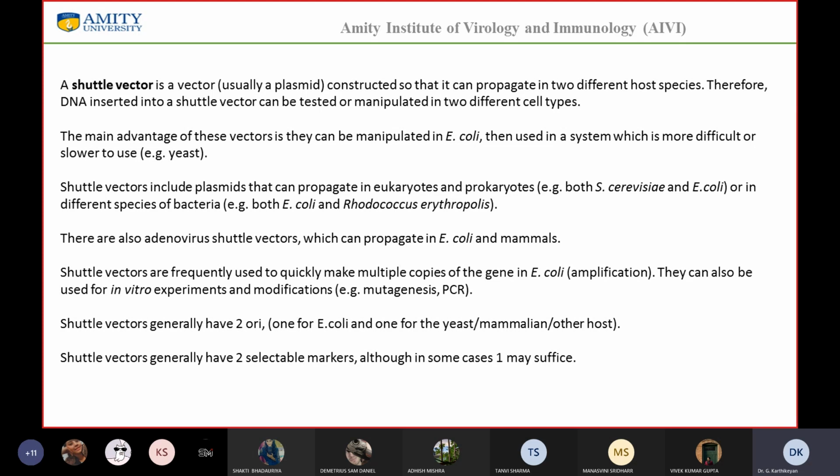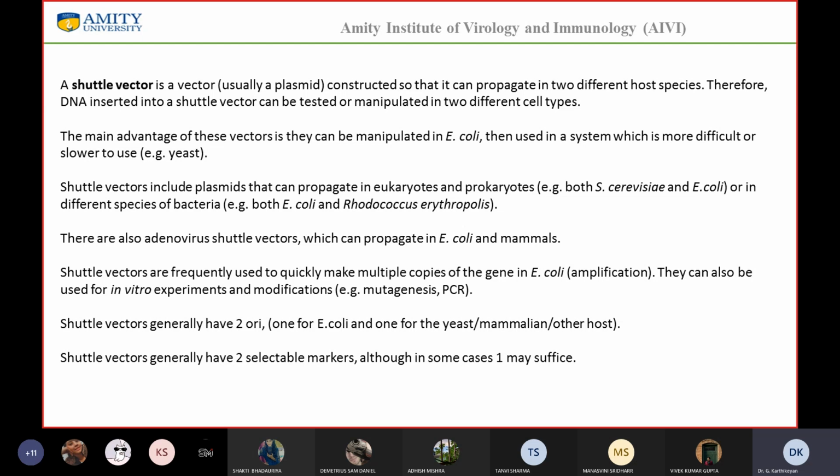It's easier to clone things in E. coli and grow them up in large quantities rather than doing it in mammalian cells. It's a difficult proposition to grow mammalian cells the way we grow E. coli. So that's why a shuttle vector is used. The main advantage of these vectors is that they can be manipulated in E. coli and they can be used in a system which is a little more difficult than E. coli. It could be yeast, mammalian cells, insect cells, or any other cell type. So shuttle vectors are plasmids that can propagate across species.